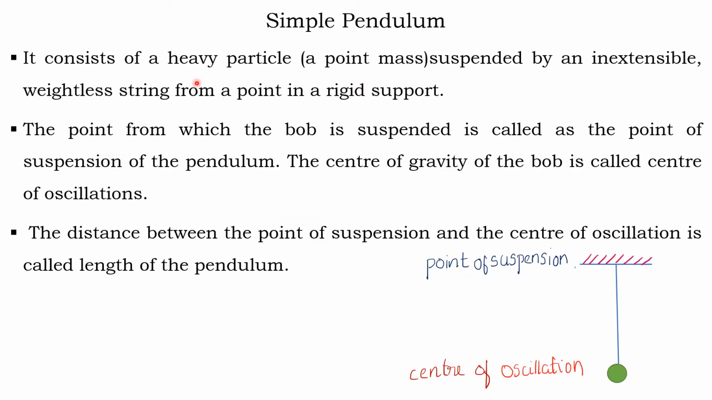A simple pendulum consists of a heavy particle, ideally a point mass, suspended by an inextensible weightless string from a point in a rigid support. The point from which the bob is suspended is called the point of suspension of the pendulum. The center of gravity of the bob is called the center of oscillation. The distance between the point of suspension and the center of oscillation is called the length of the pendulum, and it is represented by L.